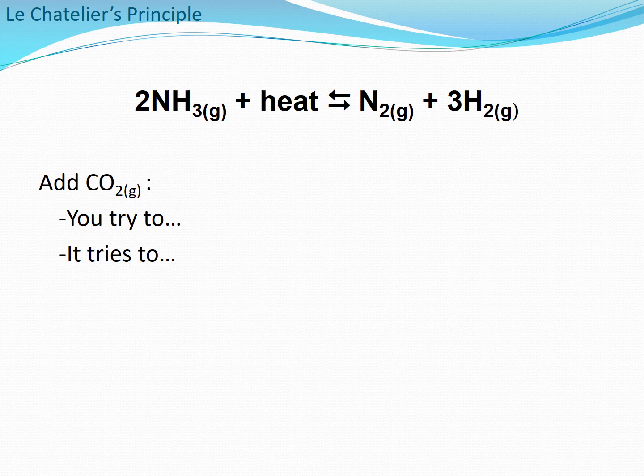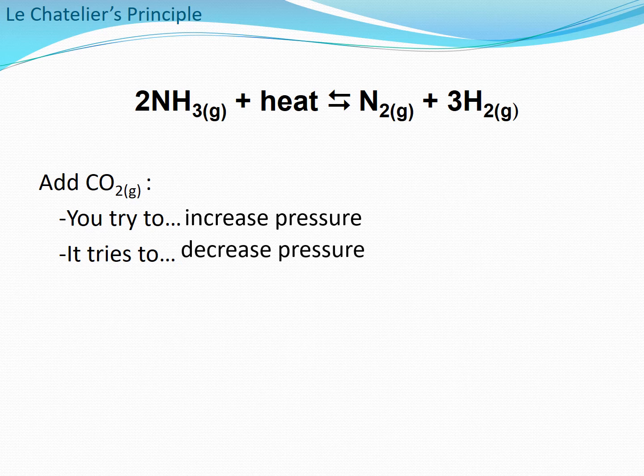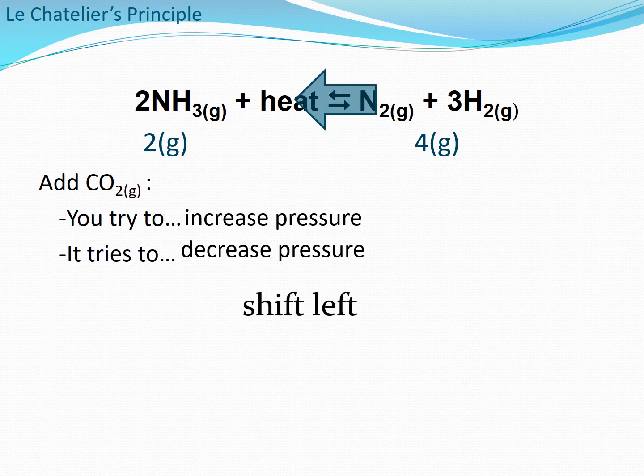Add carbon dioxide gas. CO2 is not in the equation. It's also not a noble gas. So if I am adding a gas that is not a noble gas or in my equation, that means I'm trying to increase the pressure. So the system will try to decrease the pressure by going to the side with fewer gas molecules. Again, in our equation, there are two gases on the left, there are four on the right. So to decrease pressure, it is going to shift to the left, the side with fewer gas molecules.